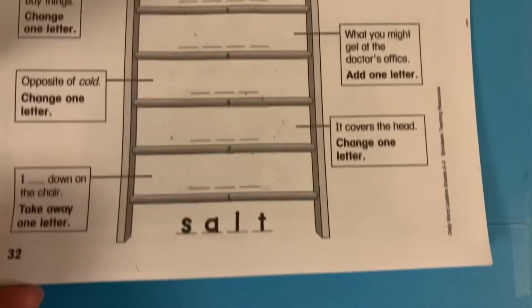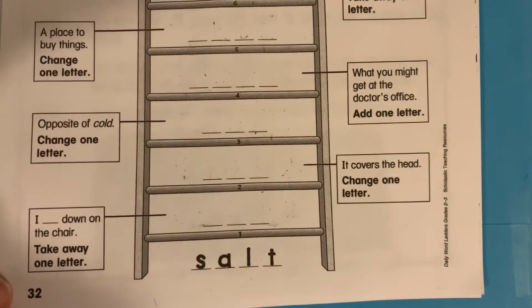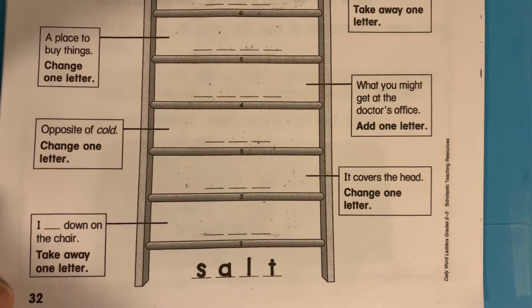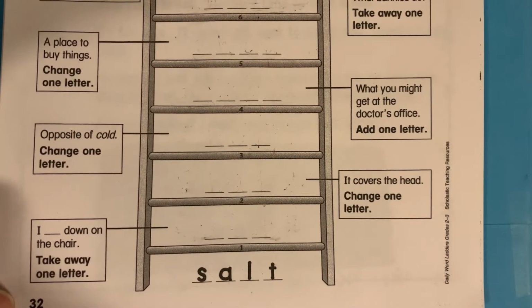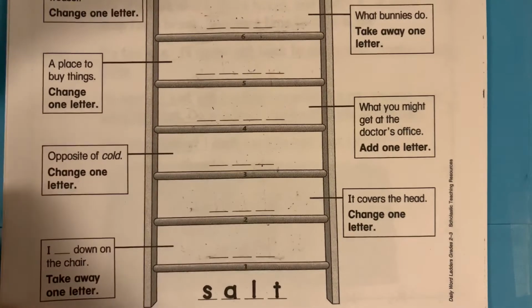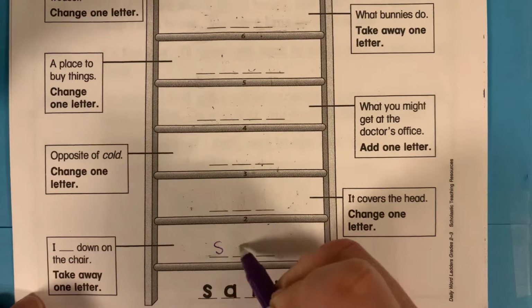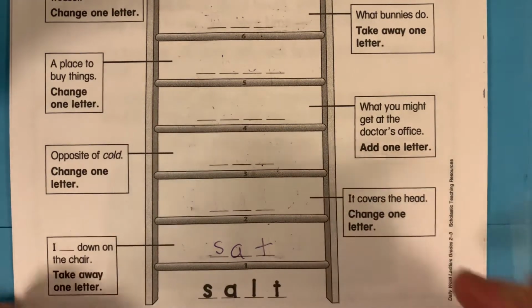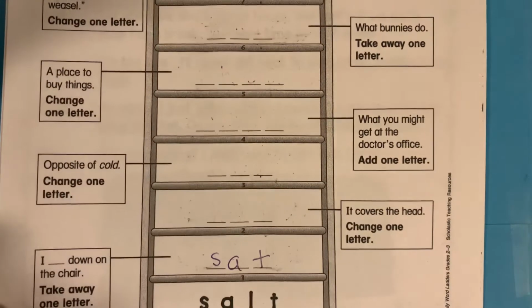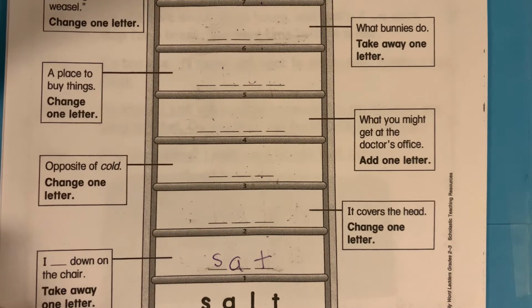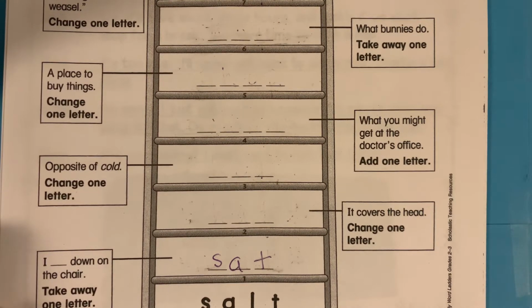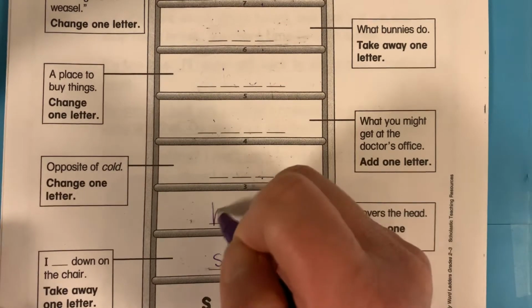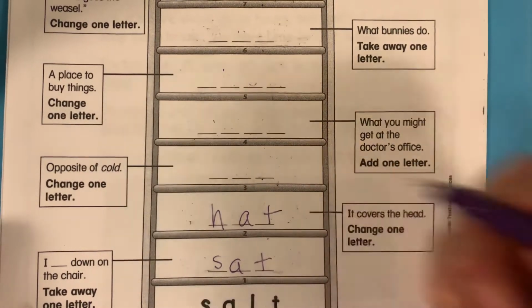So we're starting down at the bottom. Salt is something people put on their food quite often. We're going to take away the /a/ and the /l/ in salt, and we're going to add /a/. So we still have at, sat. Okay, now we are going to take away s and add h, and we have at, hat.